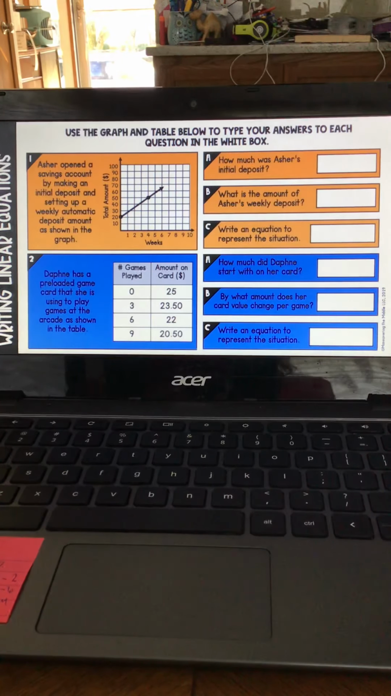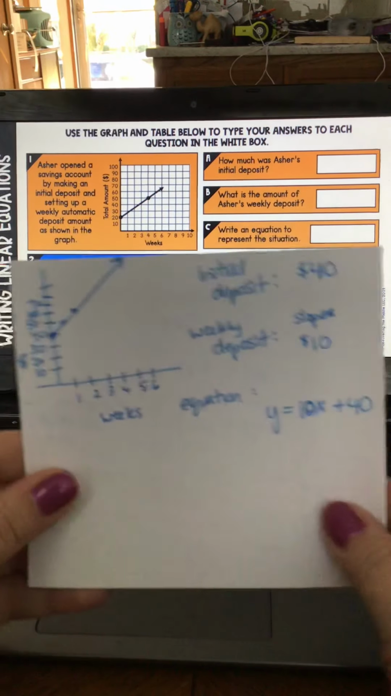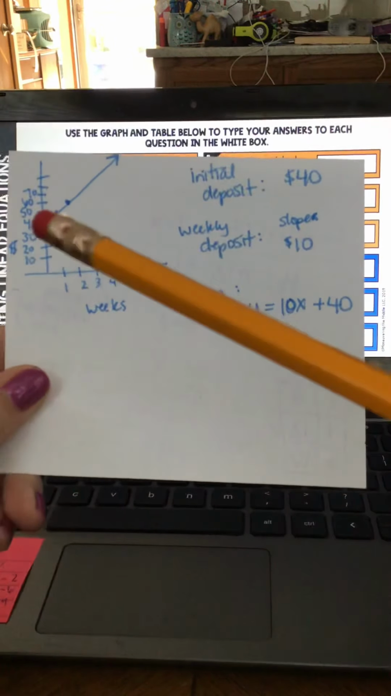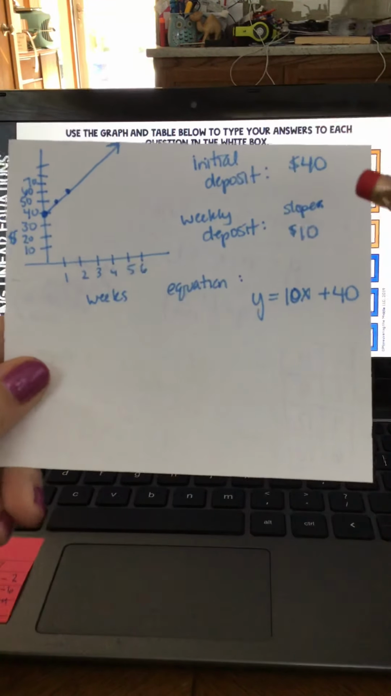In terms of word problems, the word problems are going to be very straightforward. Most of them are talking about what is the initial amount you started with or what is your initial deposit. That would be your starting value, which would again be where it hits your y-intercept, or when your x value is 0. So I made up another example. If we were talking about money being put into your checking account, you can see that we're starting our graph at 40. So my initial deposit is $40.